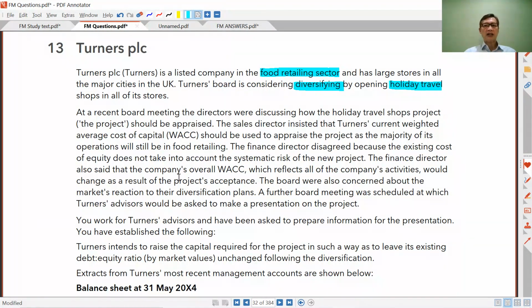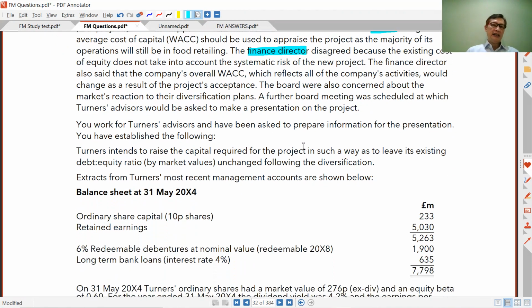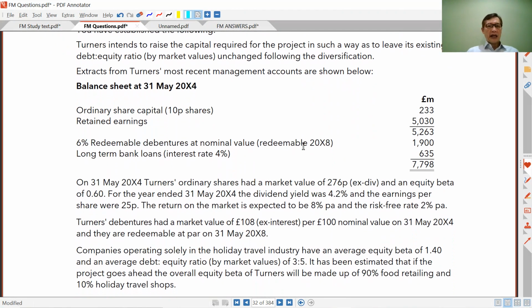And then in the second paragraph, there is a discussion here. Our sales director says that we should be using the current cost of capital. And finance, of course, is always correct. The finance director says that it should be adjusting for the risk for the project, that is in 13.2. So 13.1 is to calculate the current cost of capital, and then it gives you a bunch of information after that.